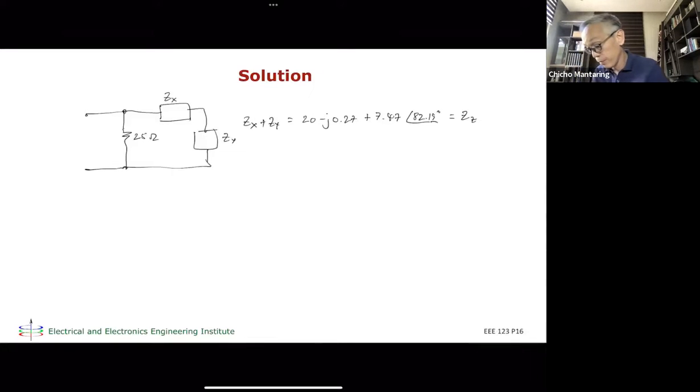Do I have the answer to that? Let me just solve it. This is going to be equal to 22.19 at an angle 18.74 degrees ohms.